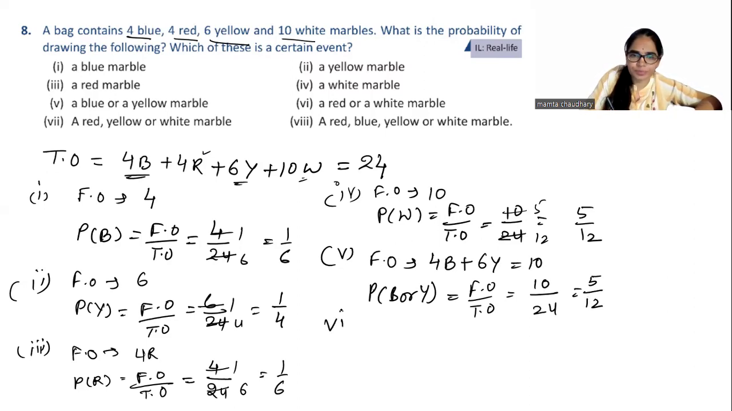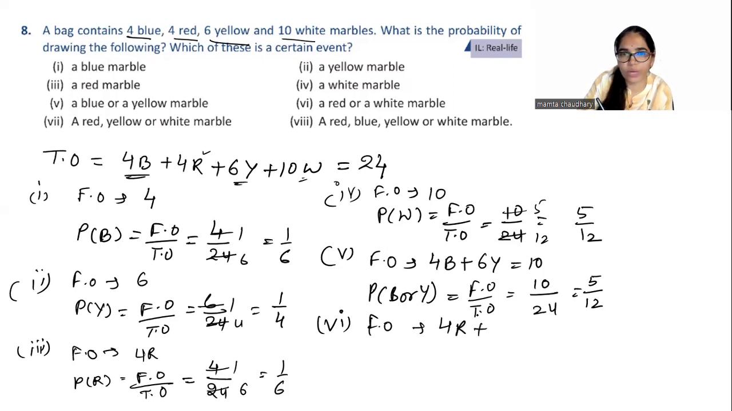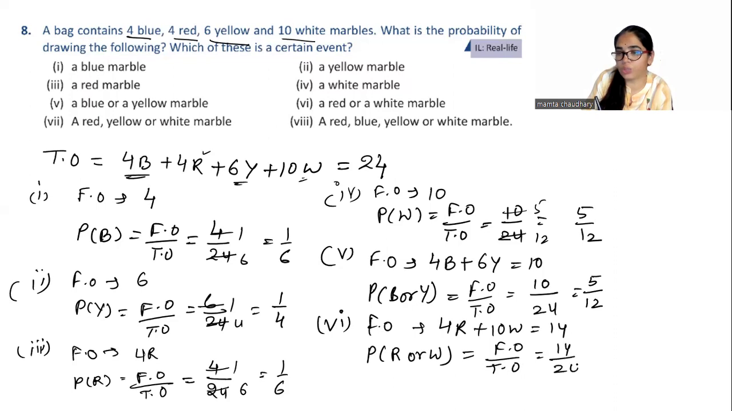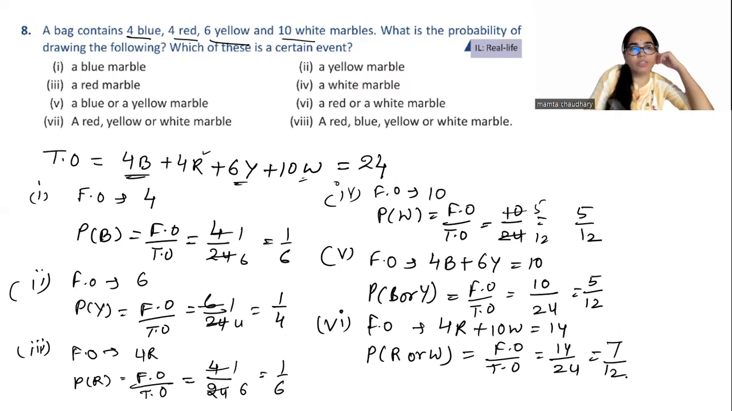Now sixth bit. Sixth bit is saying a red or a white marble. So now favorable outcomes: a red, how many red? There are 4 reds. Or a white marble, plus white. There are 10 white. So total 14. So probability of red or white marbles is favorable outcomes upon total outcomes. Favorable is 14, total 24. Can be further simplified with 2. 2 7s are 14 and 2 12s are 24. 7 by 12.